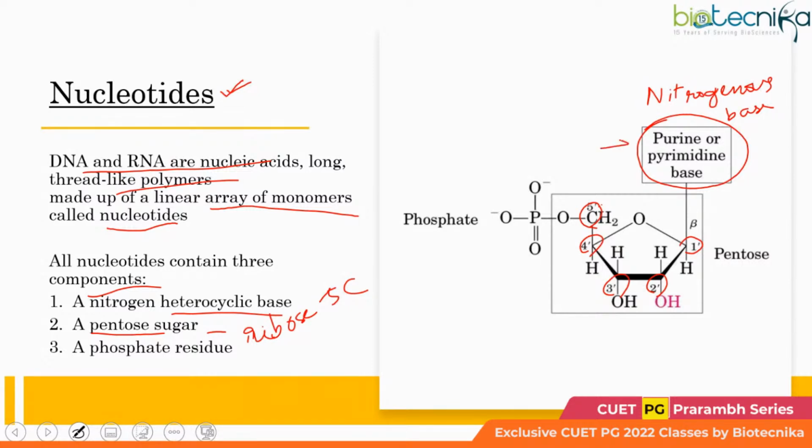Why? Because purines and pyrimidines will also have carbon, hydrogen, and so on. So there you will have 1, 2, 3, 4 numbering. In the same molecule, if you have the same numbers, it will be confusing. So for purines and pyrimidines, you have 1, 2, 3, 4 numbering. For ribose sugar, you have 1 dash, 2 dash like that.